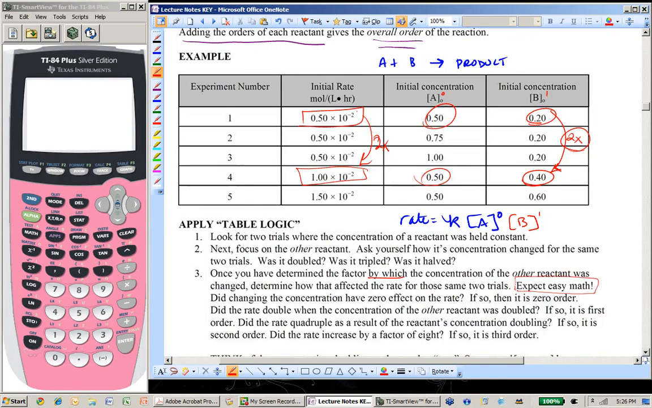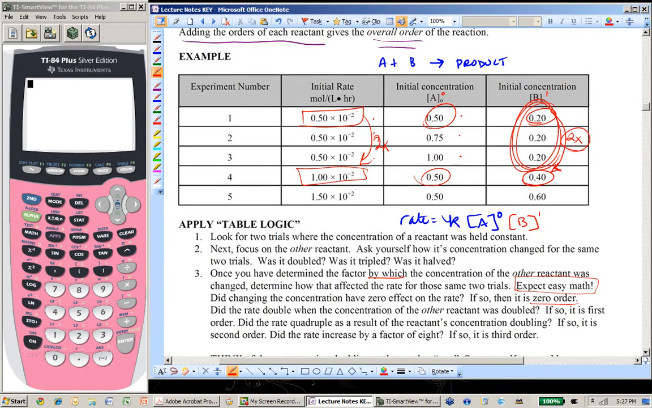Expect easy math. Did changing the concentration have 0 effect on the rate? If so, then it's 0 order. That's what happened to us in the case of A. We changed it, and nothing happened to the rate. So B was held constant here, here, here, here. 0.5, 0.75, 1.0, nada, nada, nada. So it has 0 effect. Did the rate double when the concentration of the other reactant was doubled? And if so, it's first order. And did it quadruple, etc., etc.